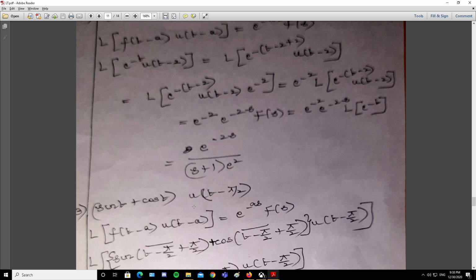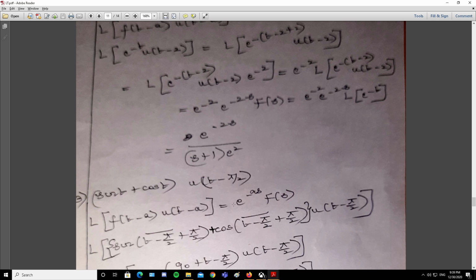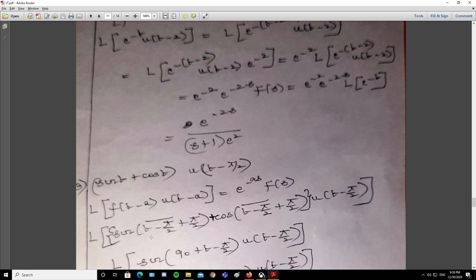So to get t minus pi by 2, we are adding and subtracting pi by 2 to t. So Laplace of sin of t minus pi by 2 plus pi by 2 plus cos of t minus pi by 2 plus pi by 2 into u of t minus pi by 2. See, you can use Heaviside shift theorem only when you have functions in t minus a. So to make use of Heaviside shift theorem, you add and subtract pi by 2 to t.